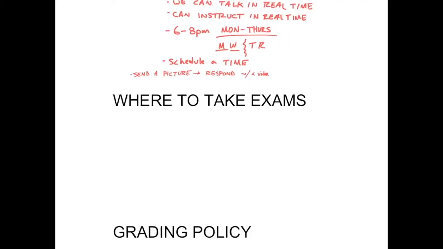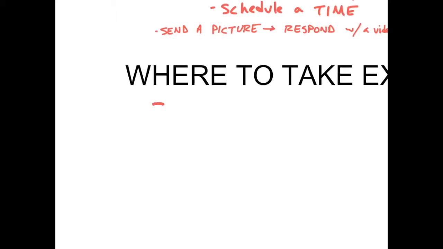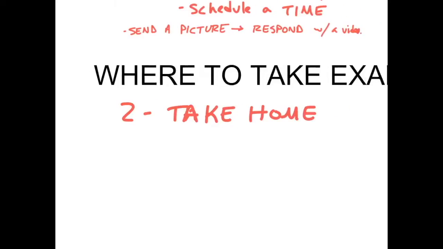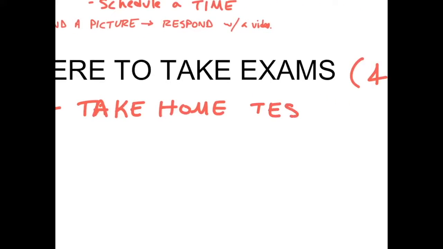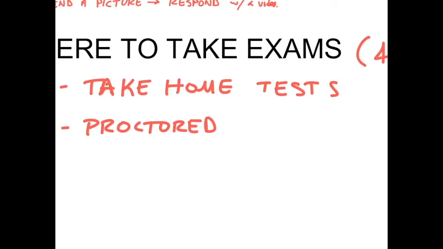One of the things that we got to talk about is where to take exams. You are going to take 4 total assessments. 2 will be take-home exams, and we're going to call those tests. So 2 take-home tests. And then you will take 2 proctored exams. A proctored exam means that you have to go to a CMC location.